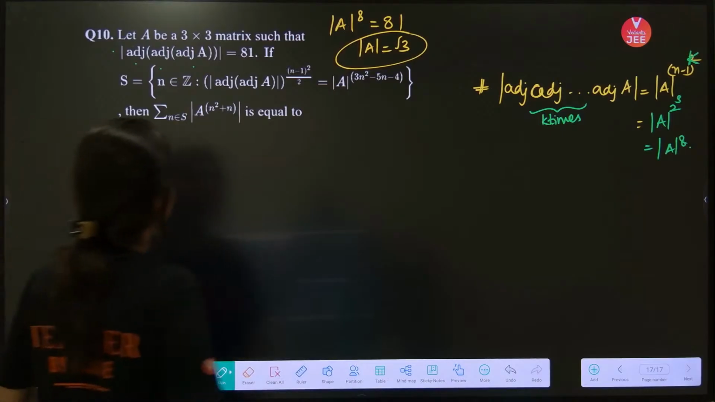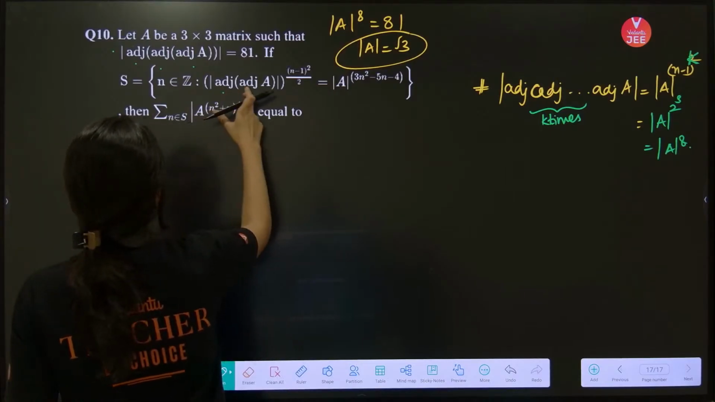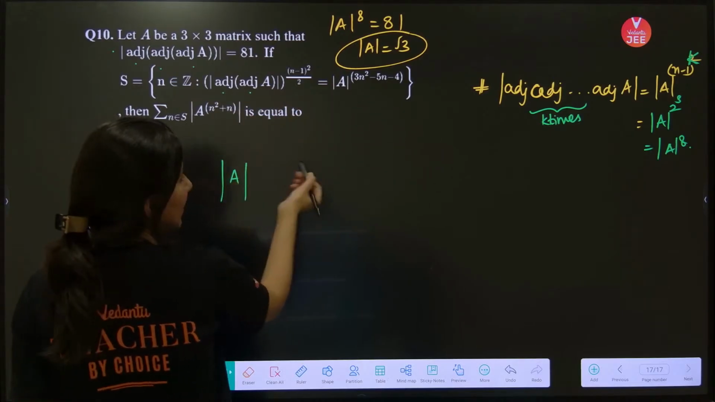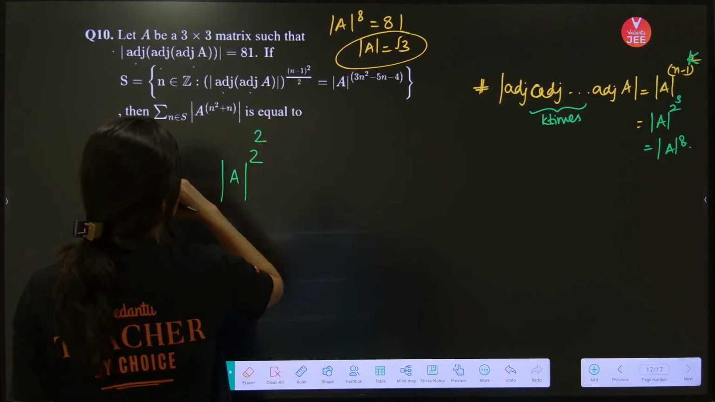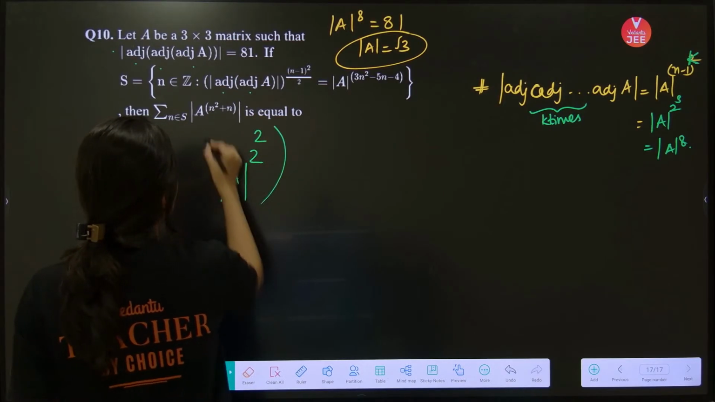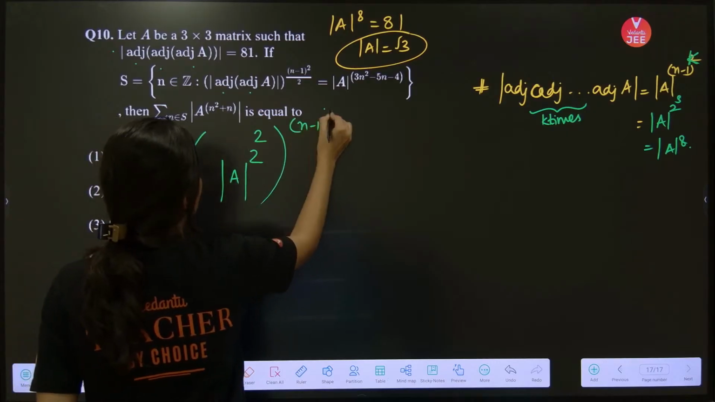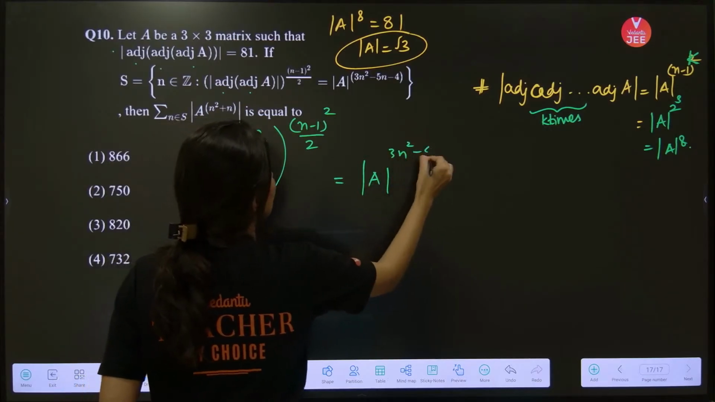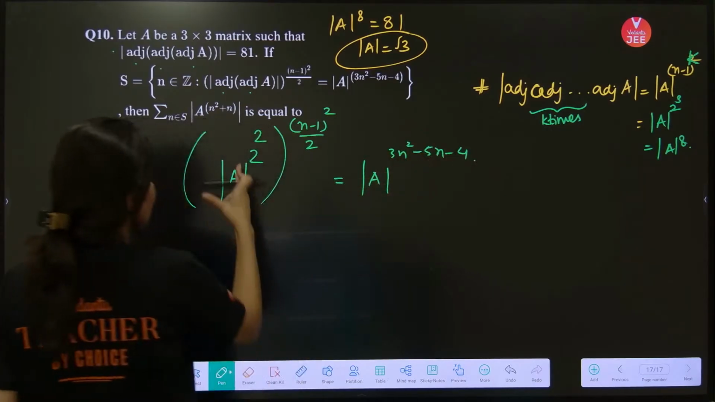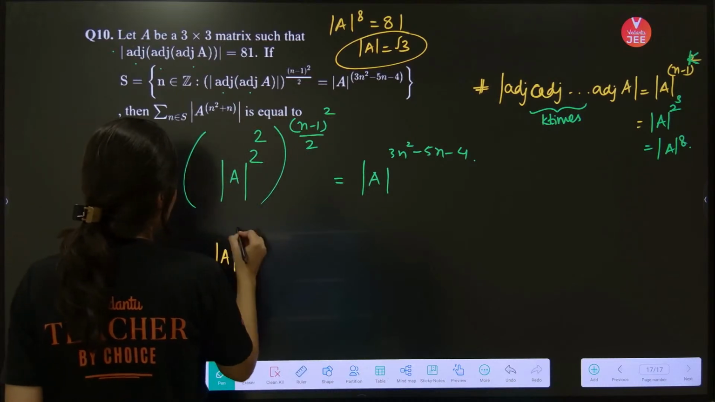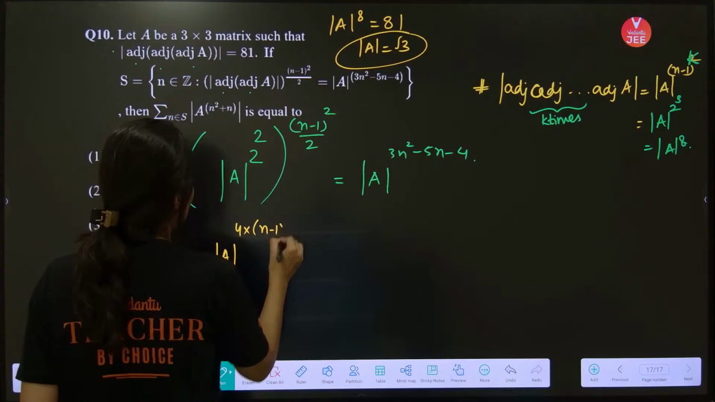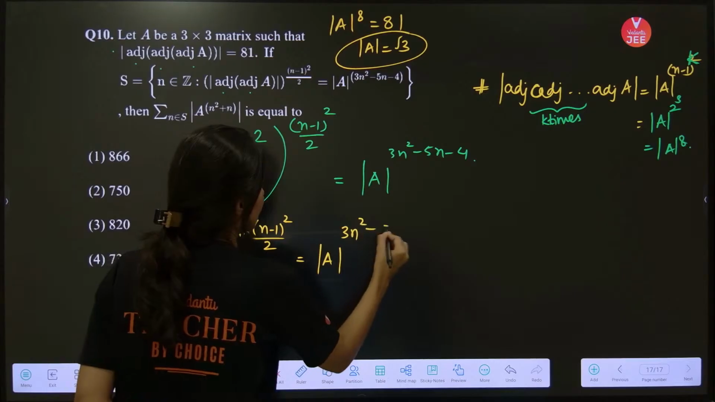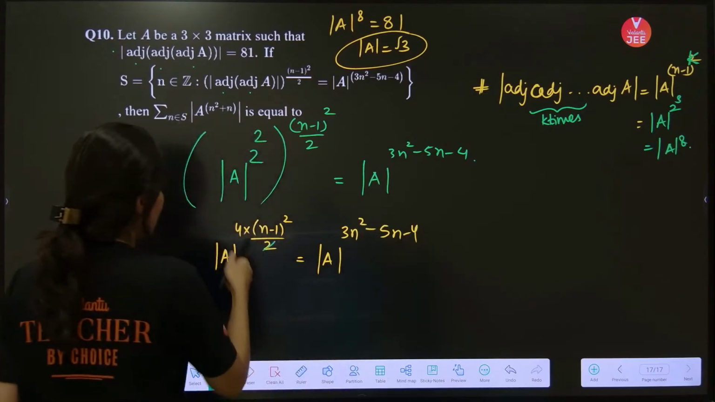Now this: determinant of adjoint of adjoint A. Again the same. So this is determinant A power (n minus 1), which is 2, and one more 2, so 2 power 2. Over here (n minus 1) square upon 2 is equal to determinant A power (3n square minus 5n minus 4). So this is nothing but 4. So determinant A power 4 multiplied by (n minus 1) whole square upon 2 is equal to determinant A power this. I think it's time to equate the orders.